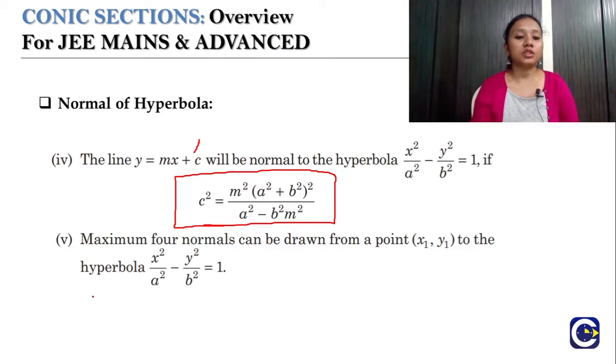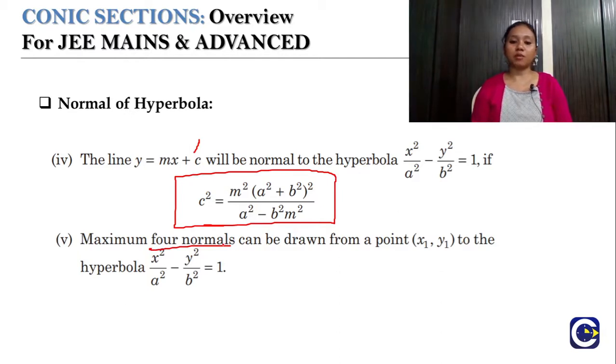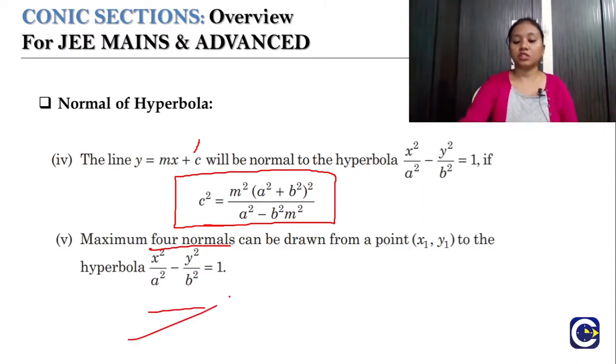And one more important point related to the normal of a hyperbola is that a maximum of 4 normals can be drawn from a point to the hyperbola. So this is quite an important point. A maximum of 4 normals can be drawn from a point x1 comma y1 to the hyperbola x square by a square minus y square by b square is equal to 1. So this is the point.